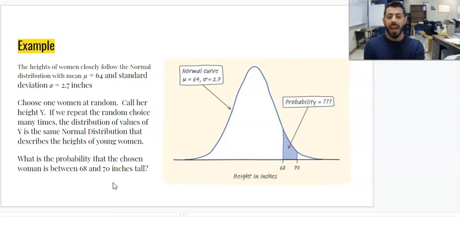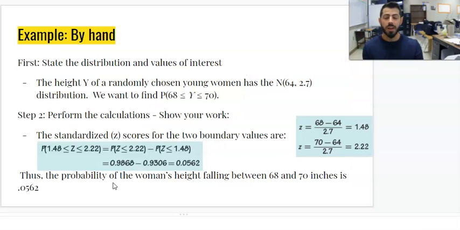So we can then ask, what is the probability that the woman we drew at random has a height between 68 and 70 inches tall? Well, we do this the same way we've done it before. If we're going to do it by hand, then we use the z-scores to calculate those two ranges, subtract them from one another, and then we have our probability. I'm sorry, we don't subtract the z-scores. We subtract the p-values that go with them.